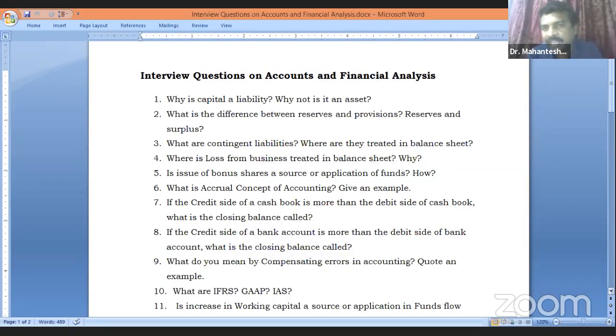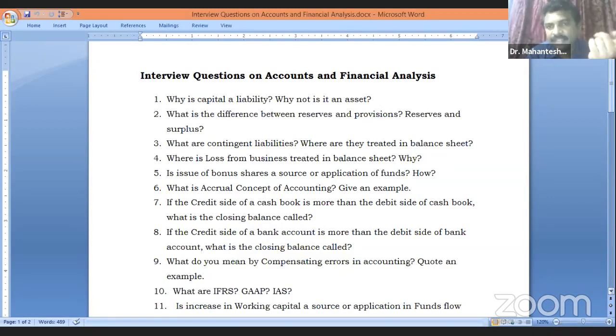Some participant had asked this question. Reserves and surplus, on this also we had enough discussions. What are contingent liabilities? Where are they treated in the balance sheet? Probably we did not discuss this. Sorry for that. Contingent liabilities are not actual liabilities. These will become liabilities after the occurrence of a certain event. As at this point of time, they are not actual liabilities. They may or may not be liabilities, depending upon the occurrence of a certain event.